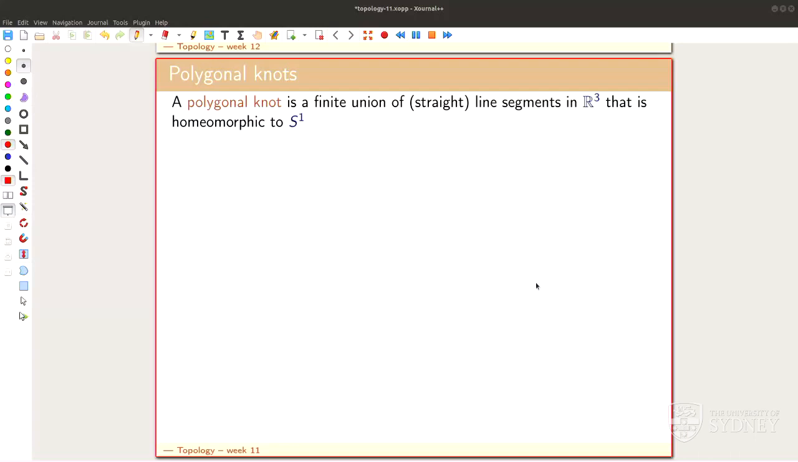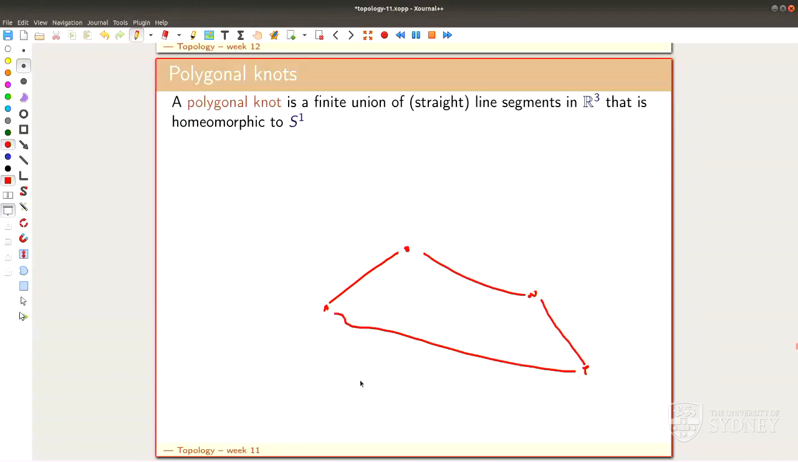It's really just a finite union of those line segments. The point is we make them straight, and you can have as many vertices as you want. So here would be a very silly polygon form of the unknot. This approximates this one here. Remember, the unknot is just the not knotty thing, the beast that is not knotted.